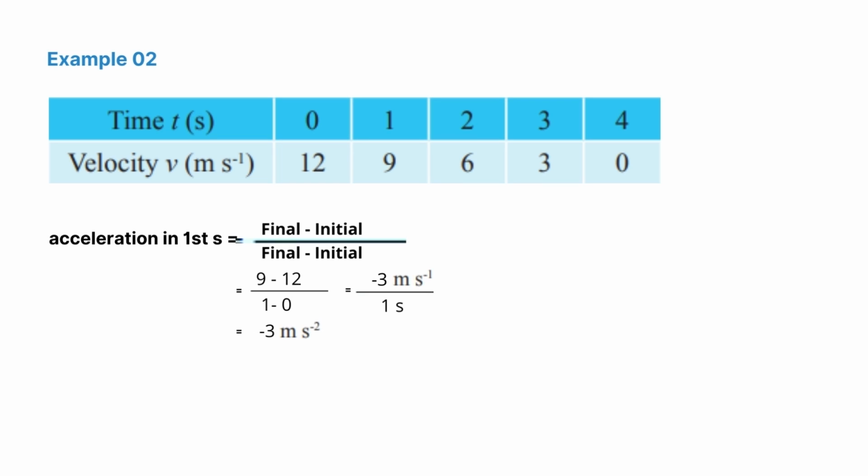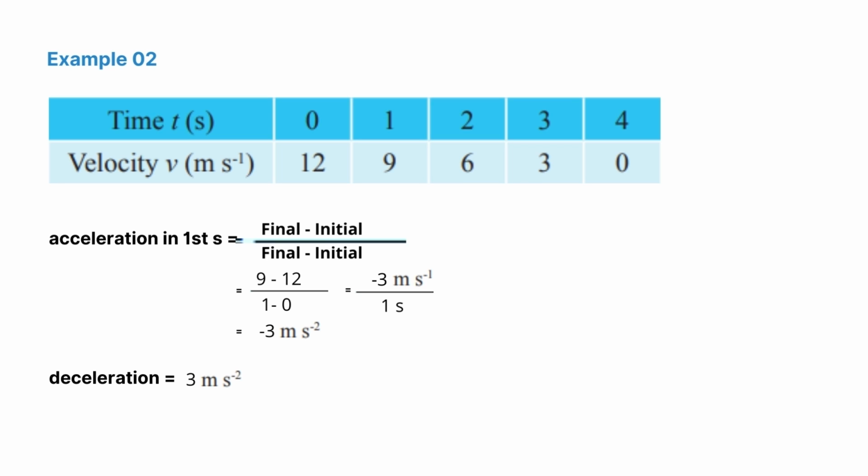Final velocity 9 minus initial velocity 12 meters per second divided by time 1 second. If we calculate this, you will get the value as minus 3 m s^-2. We get a negative value for the acceleration. Since this is a vector quantity, the negative means either opposite direction or decrease. So here it is the decrease in velocity. As you can see from 12 the velocity has decreased to 9 meters per second. This is known as deceleration of the object.